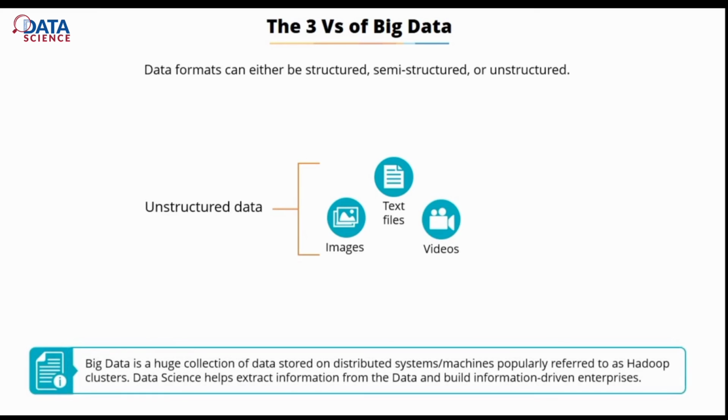In short, big data is a very large information database usually stored on distributed systems or machines popularly referred to as Hadoop clusters. But to be able to use this database, we have to find a way to extract the right information and data patterns from it. That's where data science comes in.